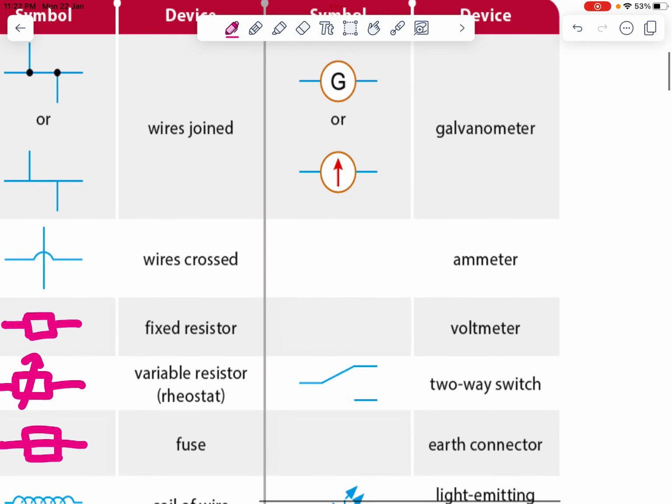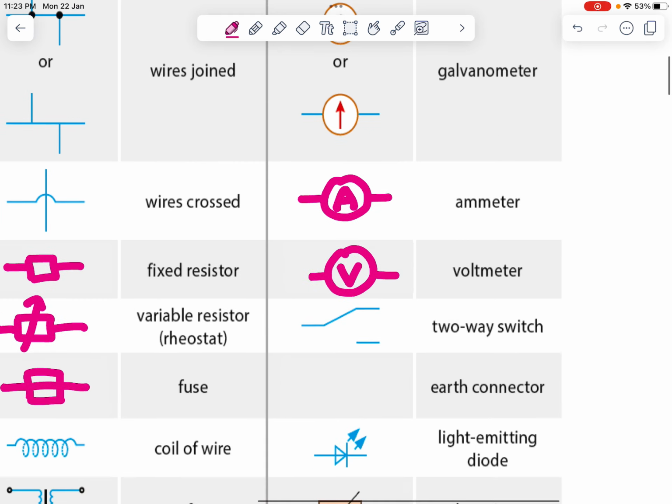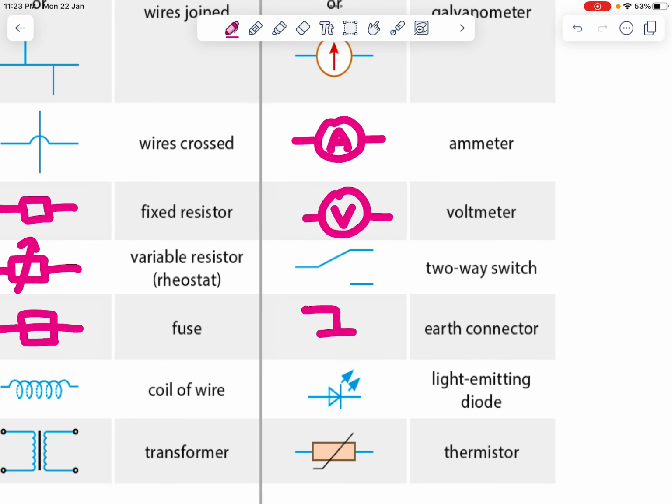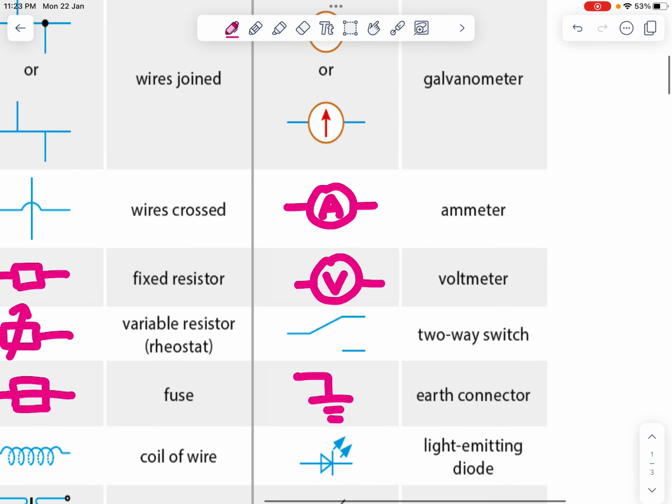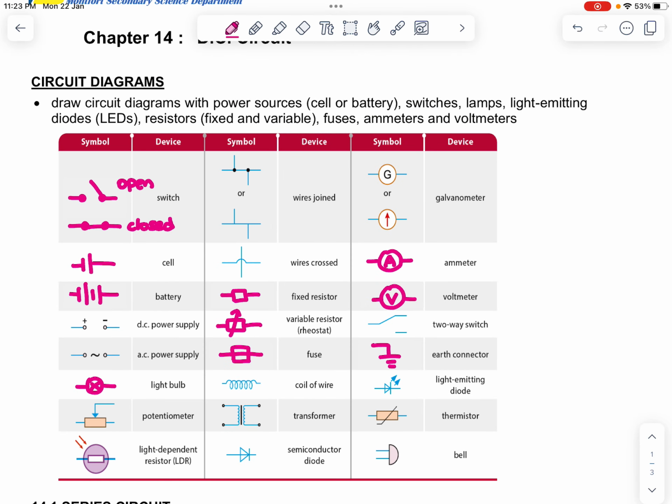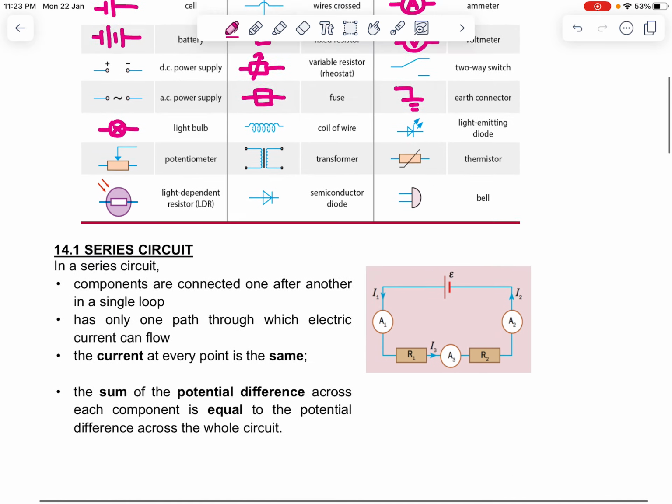an ammeter, capital A. A voltmeter, capital V. An earth connection. So these are the important ones that you need to know how to draw.